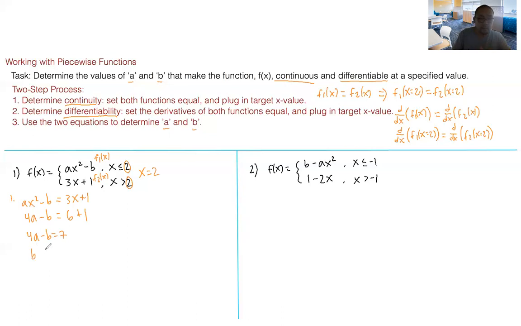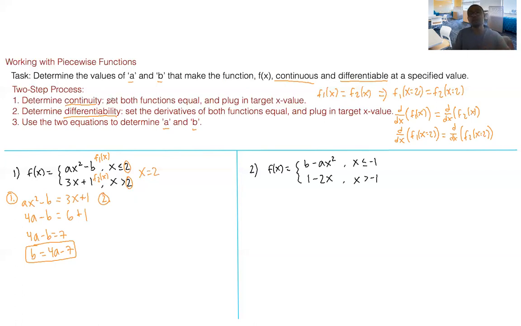So let's just say B is equal to, we'll move this over, 4A minus 7, okay? So we have one equation for now. We need our second one, okay? Now, step 2, and I'll circle these so it doesn't get lost in the work.